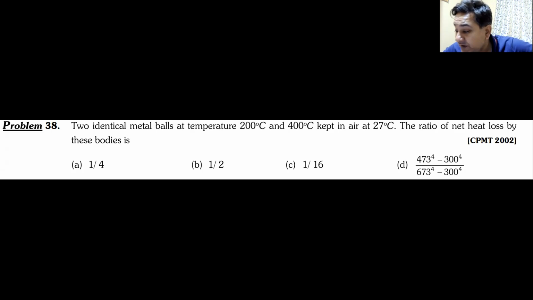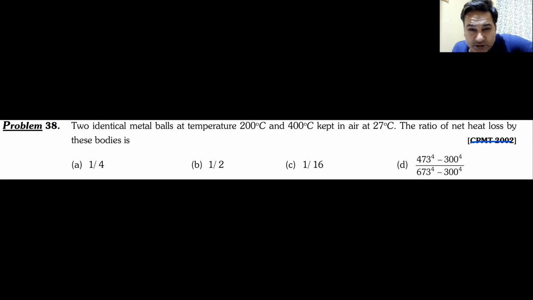Since this question has come in CPMT, which is a medical exam, and its level is similar to JEE Mains, you can give the answer without even looking at it. But if it comes in JEE Mains, obviously the options would not be like this. The options would be different. So what is the answer? D. Yes, beta? D. Yes, but more important than guessing the answer or telling me the answer, you have to understand how you get it. How do you get it?